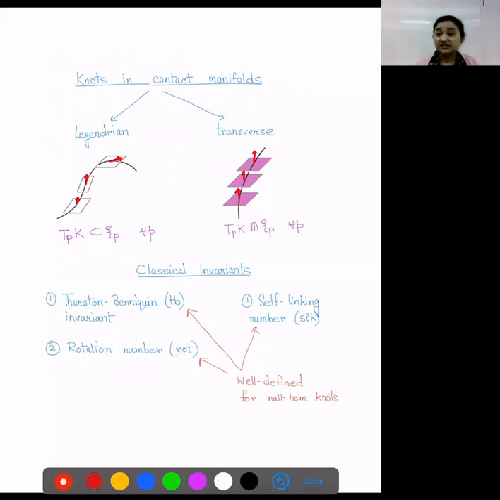Okay, now classical invariants. There are two types of classical invariants for a Legendrian knot. They are the Thurston-Bennequin invariant, known as TB, and the rotation number, known as rot. On the other hand, transverse knots have just one classical invariant, which is known as the self-linking number. Because I promised that I will not go into technical details, all these invariants are well defined for null-homologous knots. That's all I will say about these.